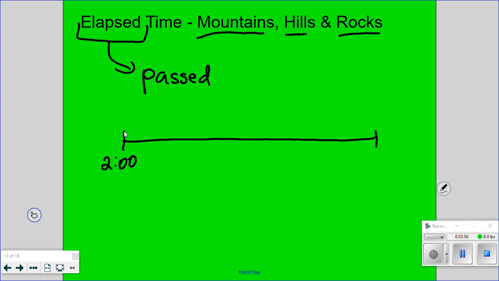I don't want to do 60 minutes. That would take a long time to write on my number line. So I'm going to draw what I call a mountain. It looks like a triangle.